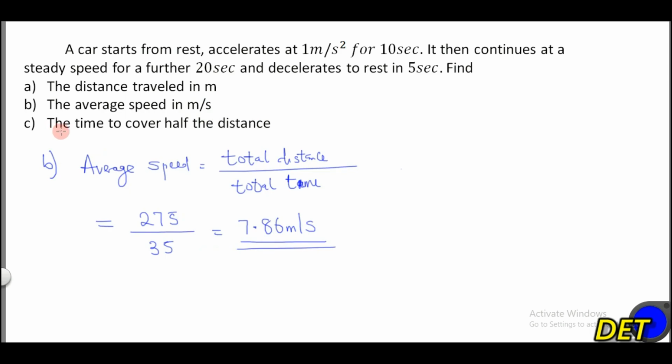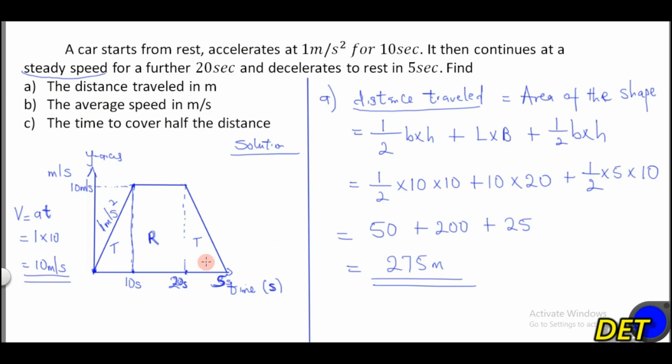Then the next thing that we will look for, which is the last thing that we're looking for, is the time to cover half the distance. Half the distance will be somewhere around this point, right? That will be half the distance. We are asked to look for the time to cover half the distance. So the total distance that we calculated from here to here to here to here, we calculated it to be 275 meters, right? That is the total distance.